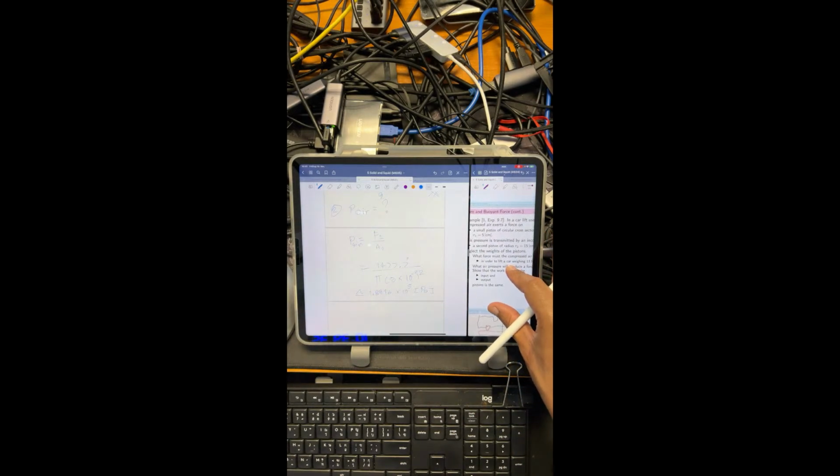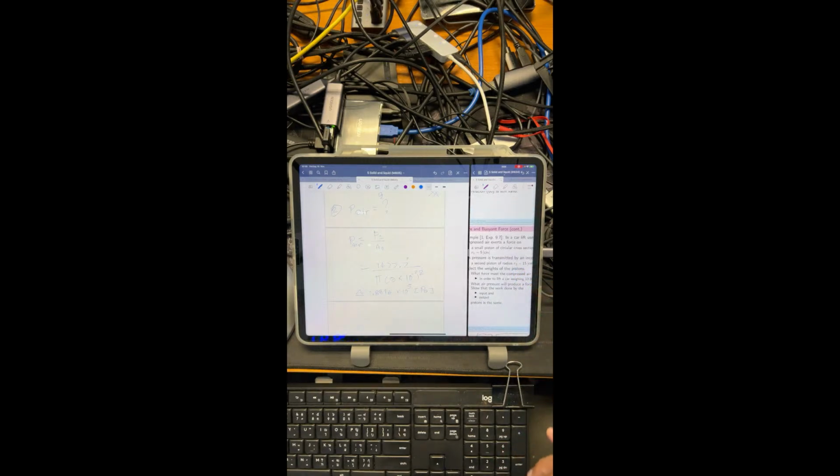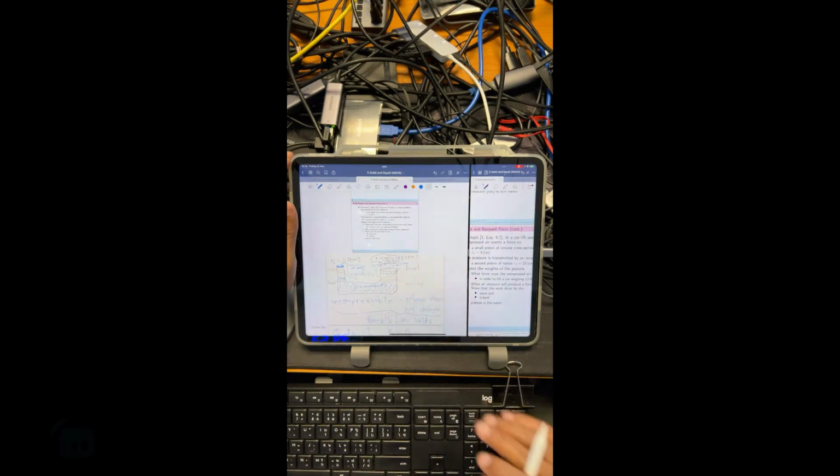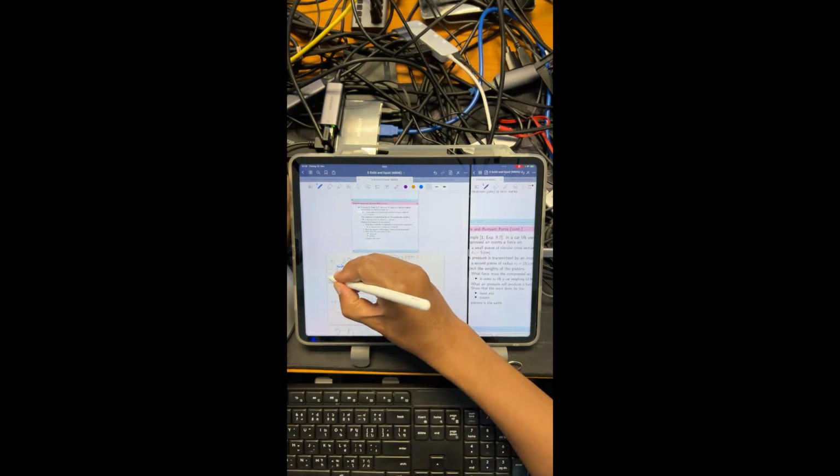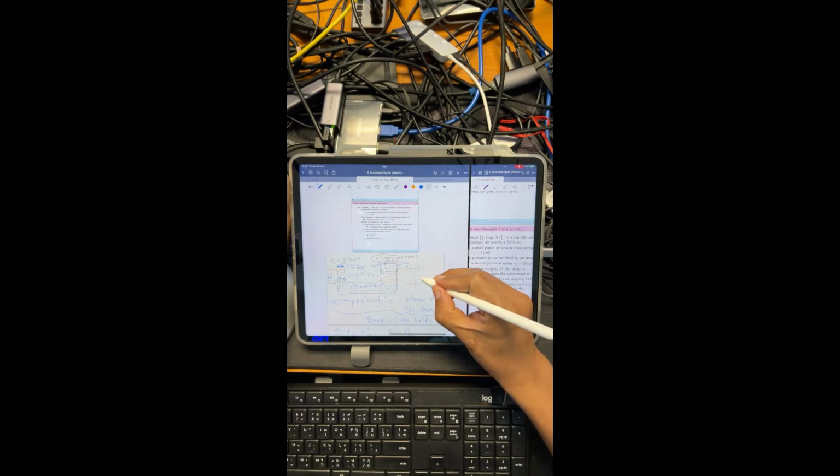They asked us to show that the work done by the input and the output pistons is the same. Okay, the work done by input and output piston is the same. So of course, when you have a force like here, and it just goes down like this, there is a distance, right? It's called, let's say, delta y1, and here you have delta y2.